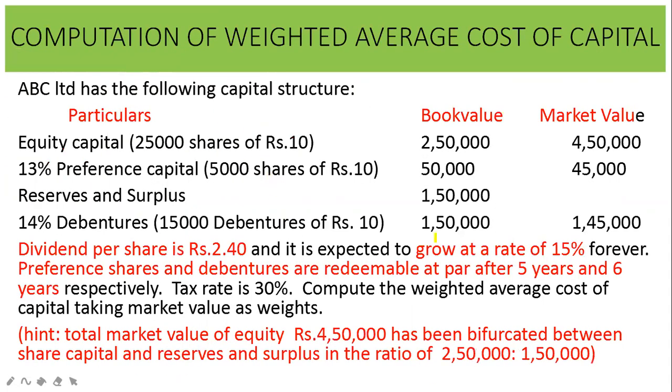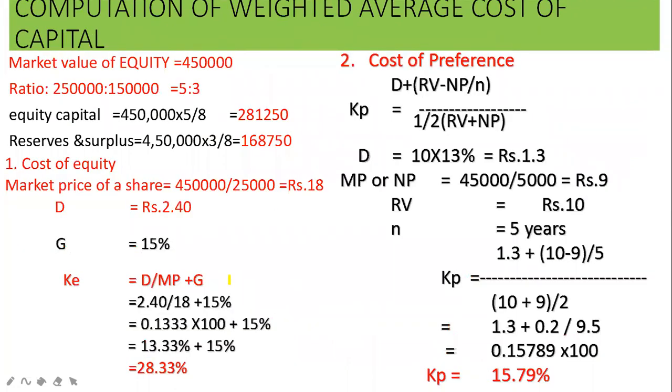Now coming to the calculation of weighted average cost of capital. To calculate weighted average cost of capital, each specific source of finance cost has to be identified. What are the specific sources of finance given here? Equity, preference, debenture. First we will calculate the cost of equity. To calculate the cost of equity, what information is given to you? Dividend per share is given, the growth rate is given, and you know the market value, the number of shares, and the face value of the share. Now you can apply this in the formula.